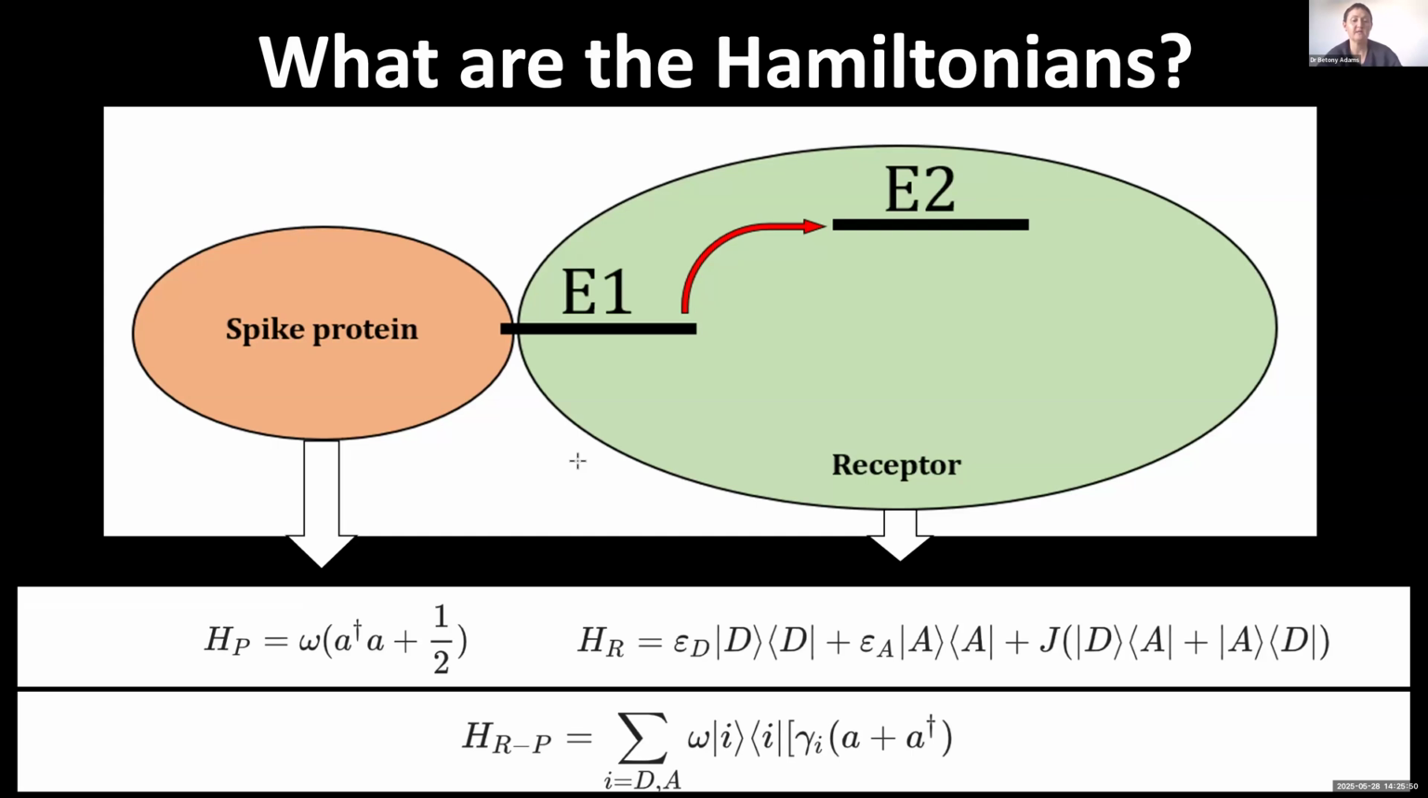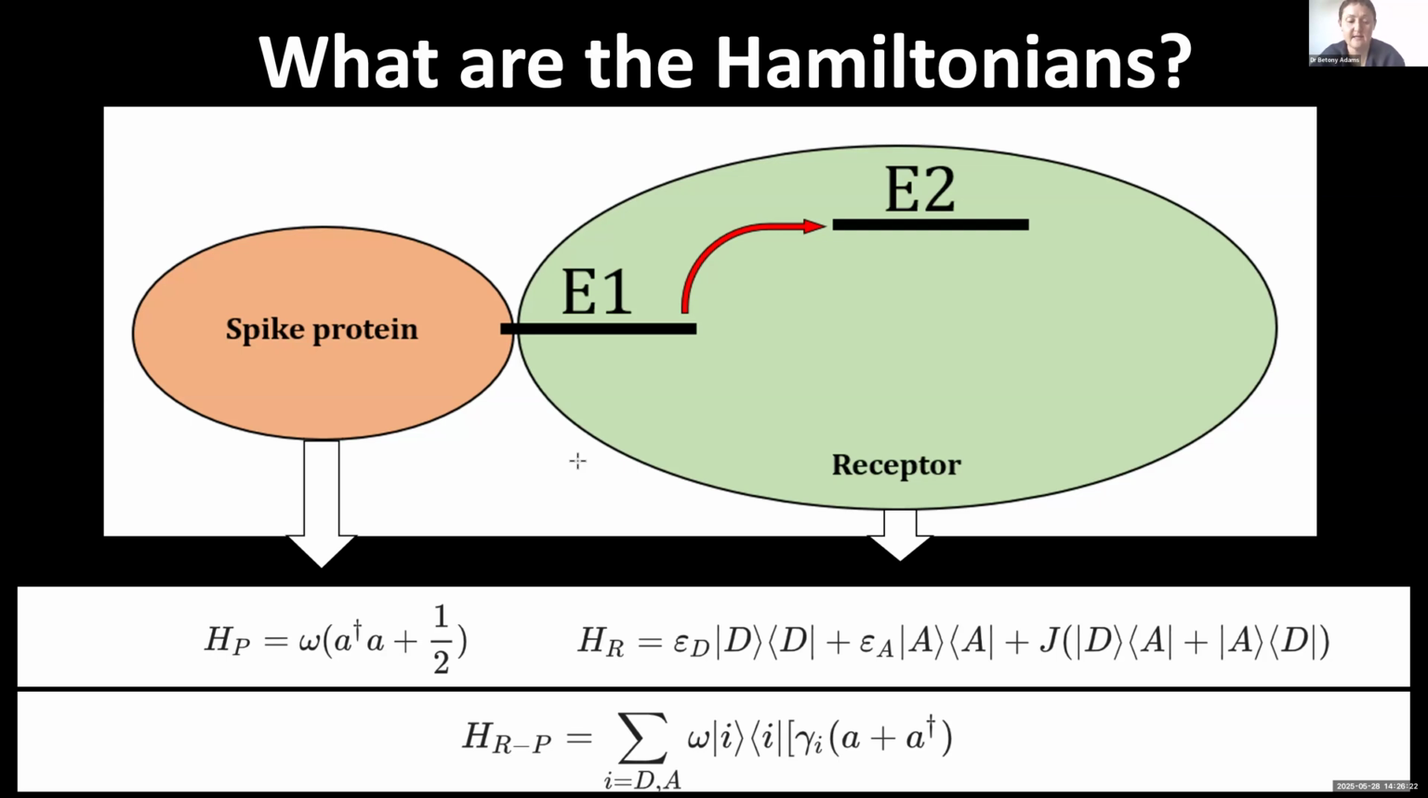So in order to model this behavior, we need the Hamiltonians of both the electron as well as the spike protein, as well as how these interact. To simplify things, we model the receptor as a dimer, where the Hamiltonian is given by HR, and epsilon D and epsilon A are the energy levels of the donor D and the acceptor A levels, and J describes the coupling between these levels and the likelihood of transition.